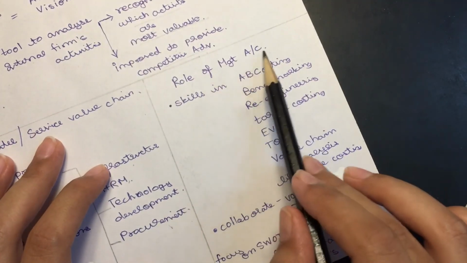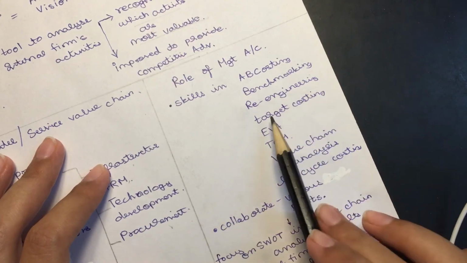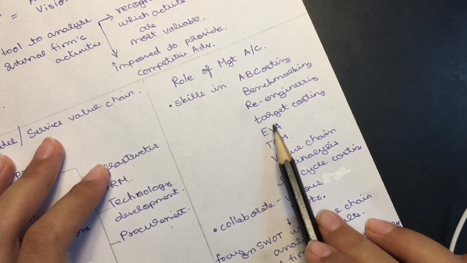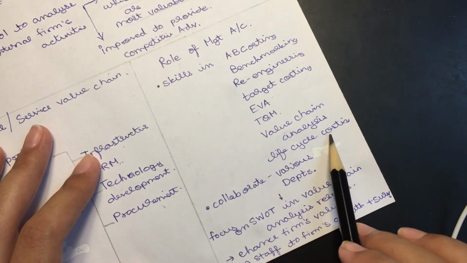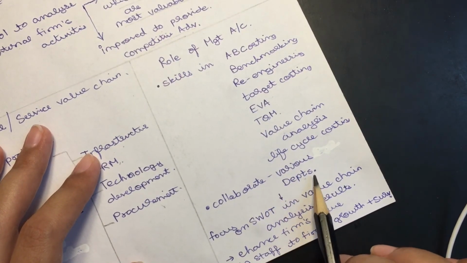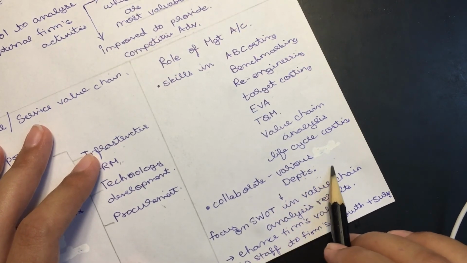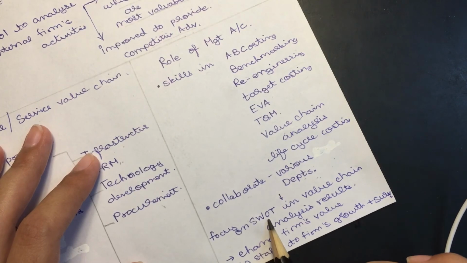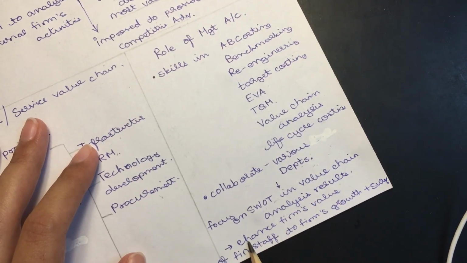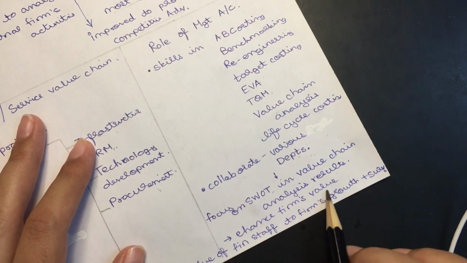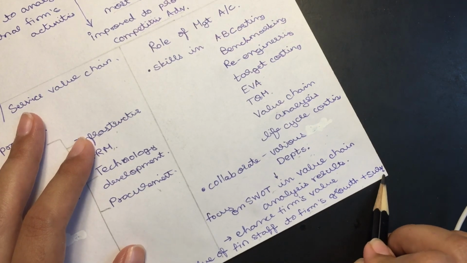Then you have the role of a management accountant. He has to be skilled in ABC costing, benchmarking, re-engineering, target costing, economic value analysis, total quality management, value chain analysis, and life cycle costing. He has to collaborate with various departments, that is engineers, production, marketing, distribution, and service professionals to focus on strengths, weaknesses, opportunities, and threats identified in the value chain analysis and the results. And a management accountant enhances the firm's value and shows the value of the financial staff to the firm's growth and survival. And that is it for chapter 1.